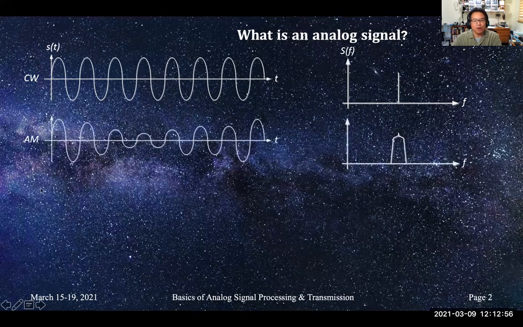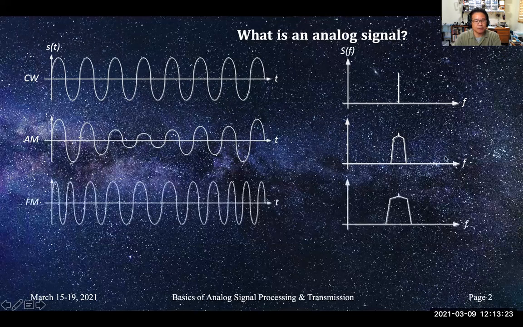Here's a small modification to the CW waveform. This is amplitude modulation, where we take the voltage waveform and modulate it with an external signal, be it voice or music for the AM broadcast band. The spectral response is shown to the right here. It still has a carrier, but it has modulating sidebands associated with the modulation signal.